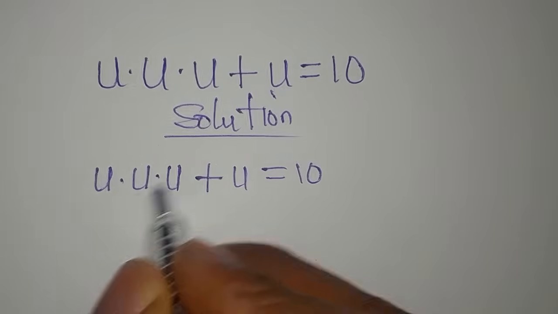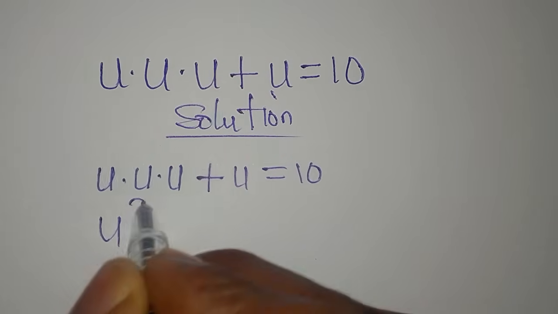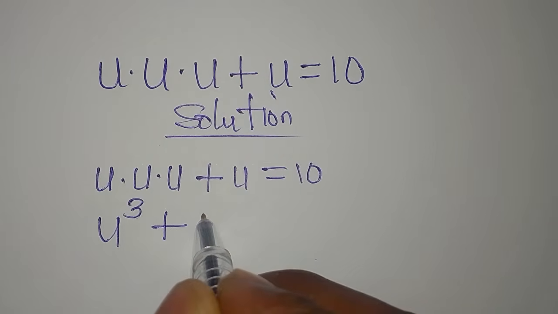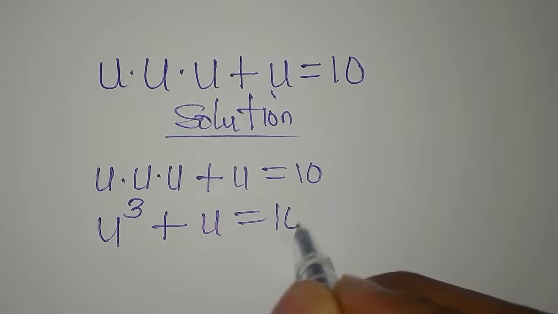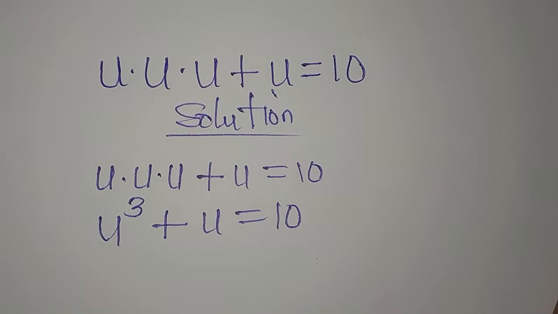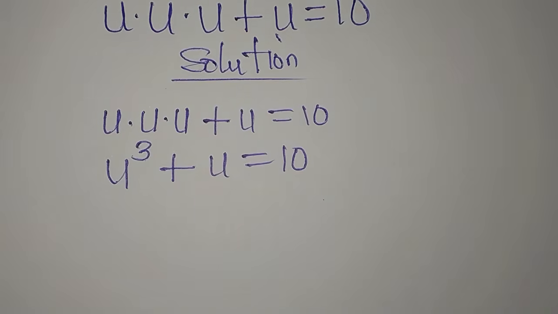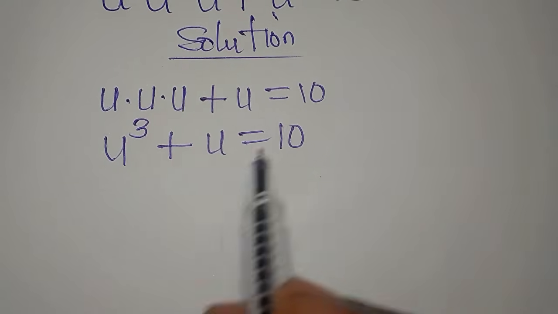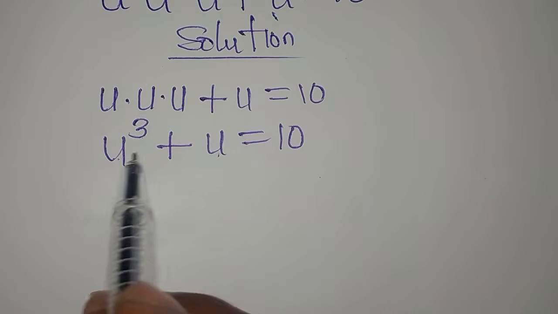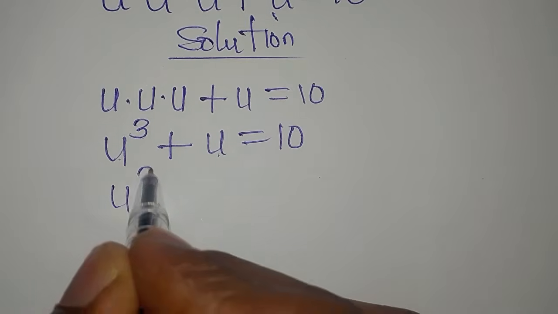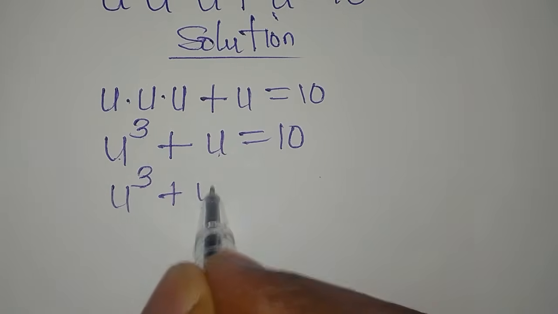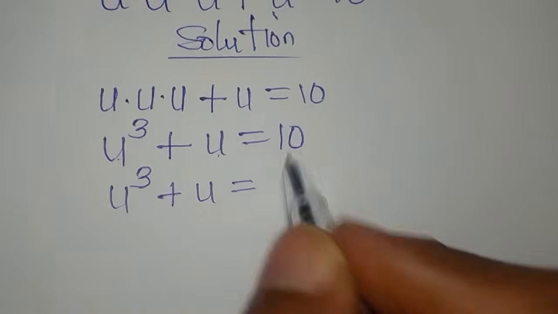If you multiply this, you're going to have u to the power of 3, then plus u equals 10. Now we're going to write 10 in a particular way so that it can be balanced, in the same form with these two. So let's have u cubed plus u being equal to 10.